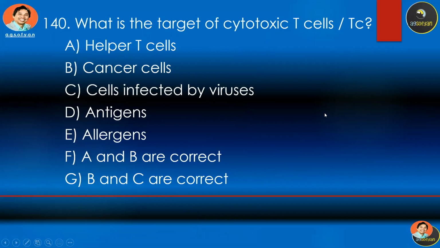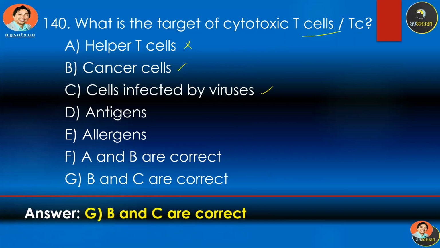What is the target of cytotoxic T cell or TC? A, B, C, D, E, F, or G. Okay, so of course, T cell is not the target for TC itself because T helper is actually the one that helps TC. Cancer cell, yes. Cell infected by virus, yes. Okay. So mostly these two targets. So TC will destroy the cancer cell and also cells infected by viruses.